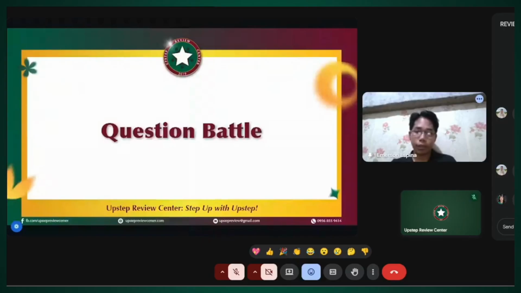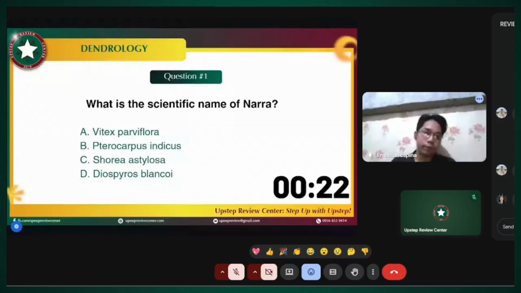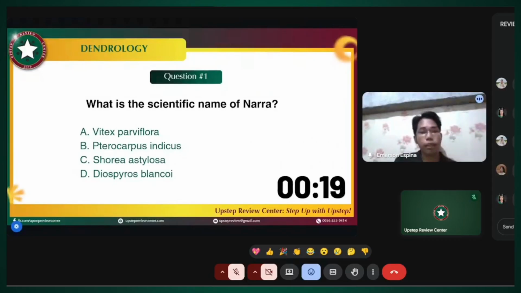So let's begin. Again, for those participants that can participate, please join and comment the answer. Comment A, B, C, or D for your best bet. Let's move forward right away. We have question number one. What is the scientific name of Narra? Vitex parviflora, Pterocarpus indicus, Espinosa, or Diospyros blancoi.